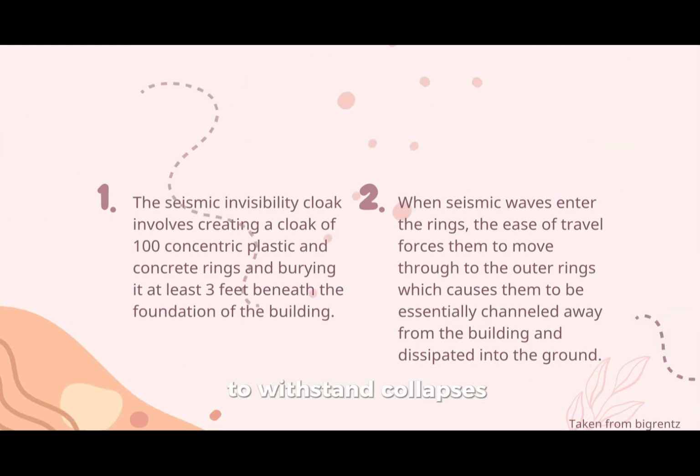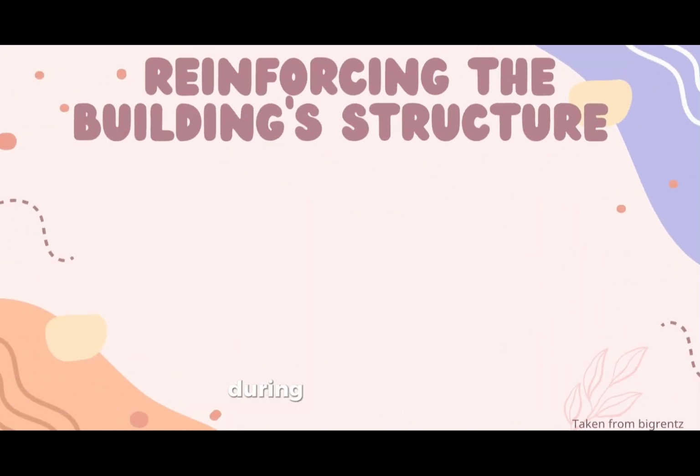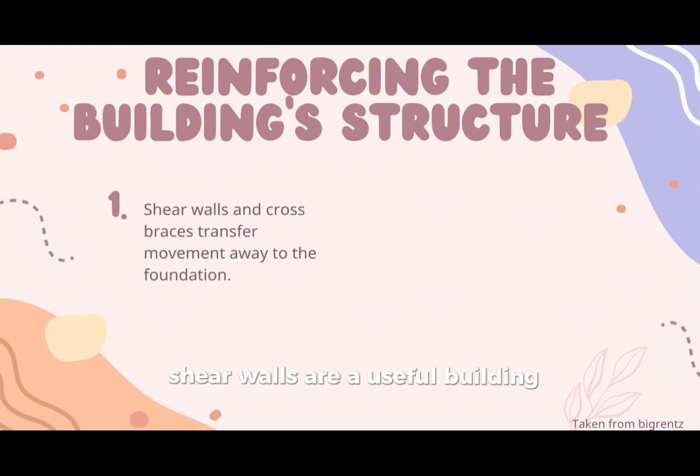To withstand collapse, buildings must redistribute forces that travel through them during a seismic event. The four centrals to reinforcing a building are shear walls, cross braces, diaphragms, and moment-resisting frames. Shear walls are a useful building technology that can help transfer earthquake forces. Made of multiple panels, these walls help a building keep its shape during movement.